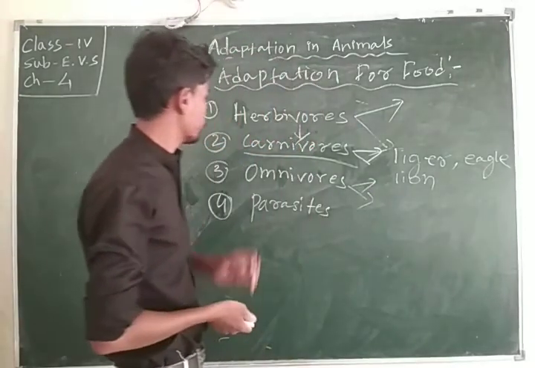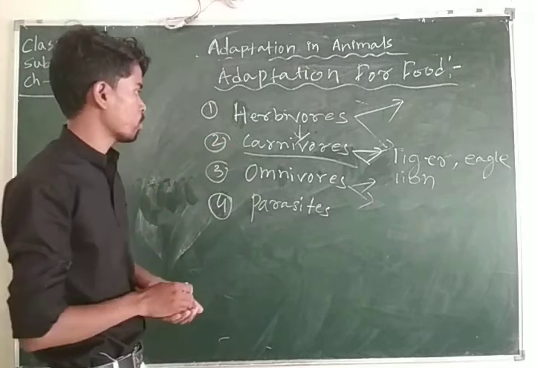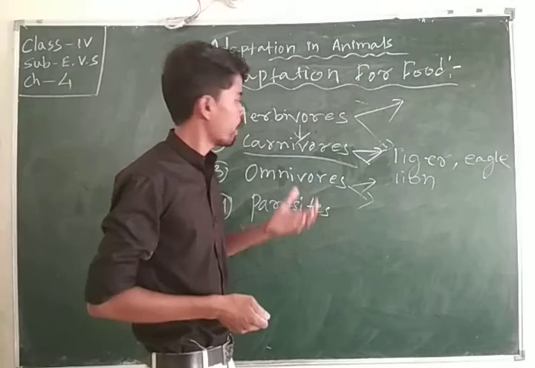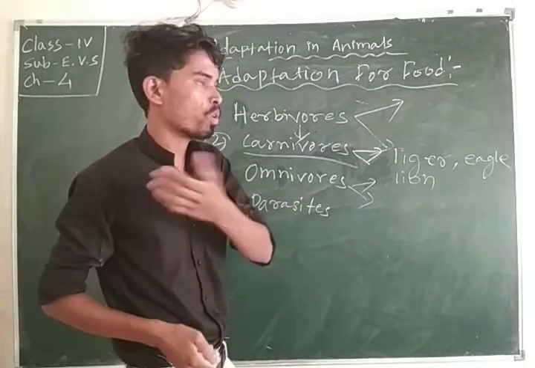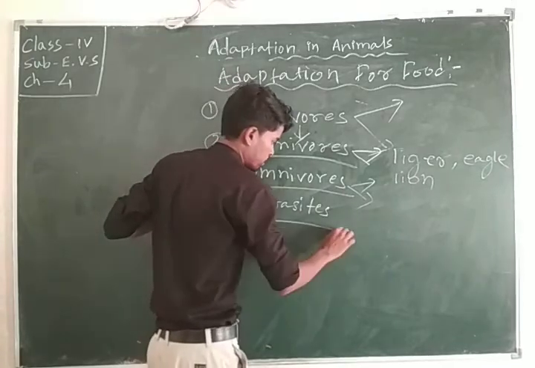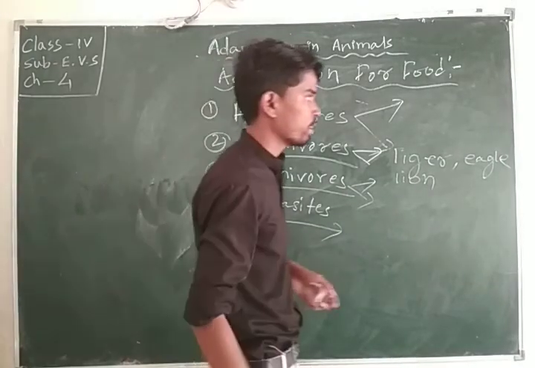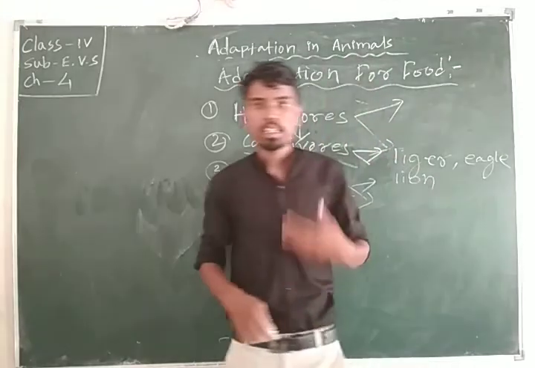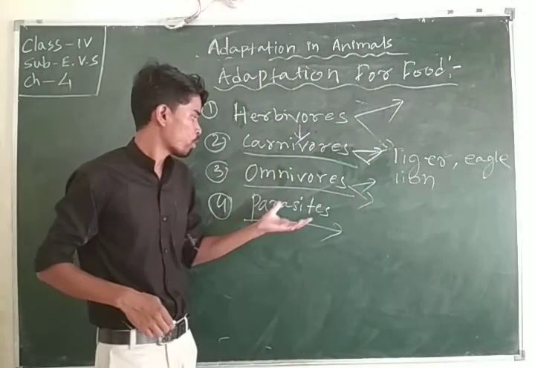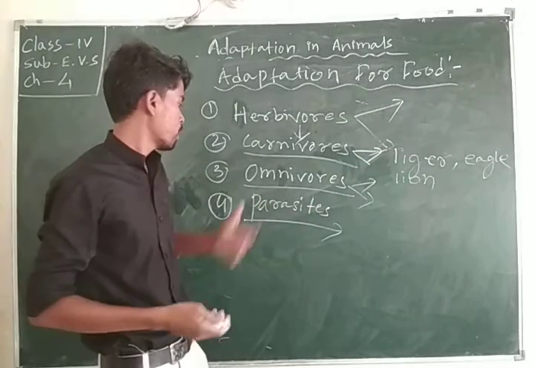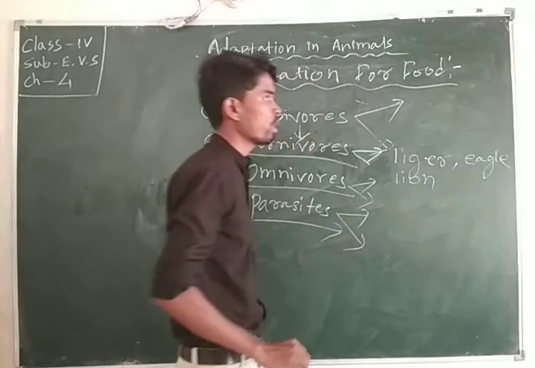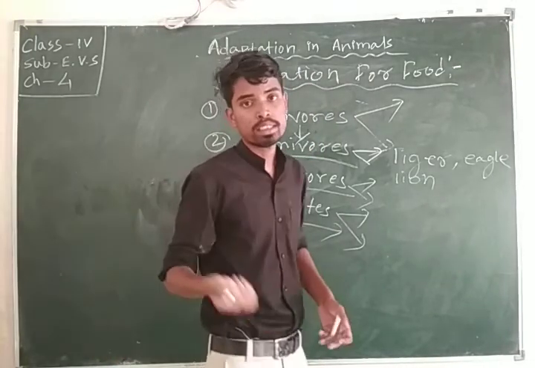Now come the omnivores. Omnivores depend on both plants and animals for their food. That is called omnivores. Next, parasite. Parasites are animals that live on or inside the body of another organism. For example, leeches, ascaris.